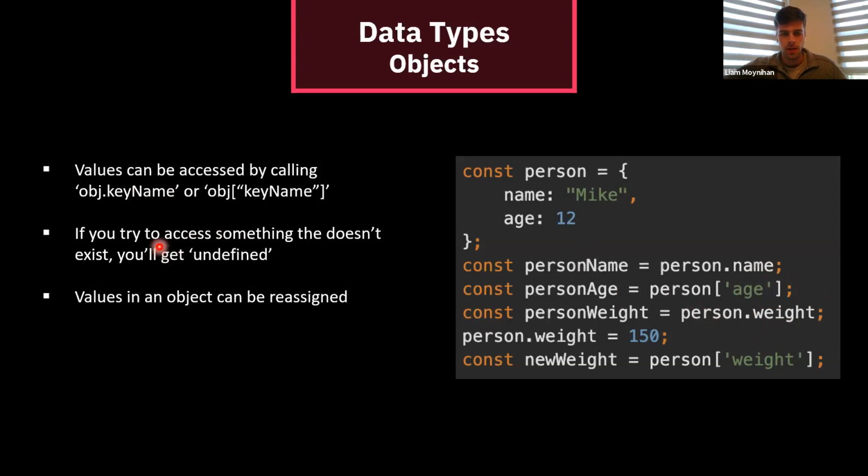We can also see if we try to access something that doesn't exist, we'll get an undefined value. So right here, person weight, we can see our person doesn't actually have a weight defined. So this value is going to be equal to undefined, which is a special type that we're going to talk about in just a second. But then just like arrays, we can also set up keys after we have our objects. So we can say person.weight equals 150. And now when we get the new weight using our other syntax, new weight will now be equal to 150.